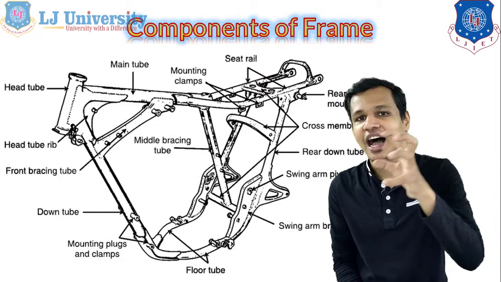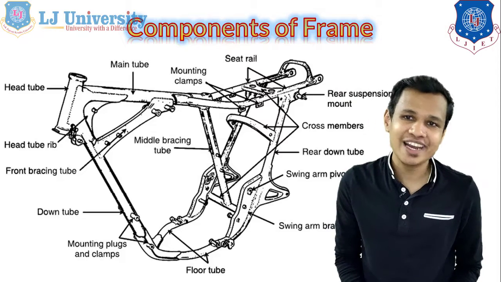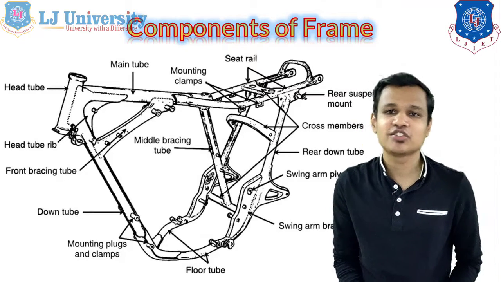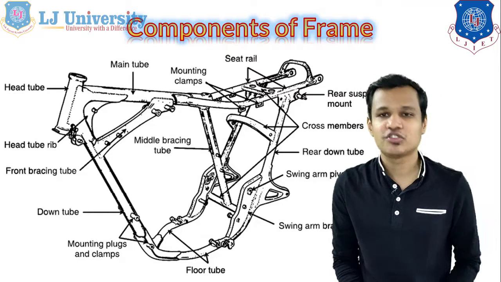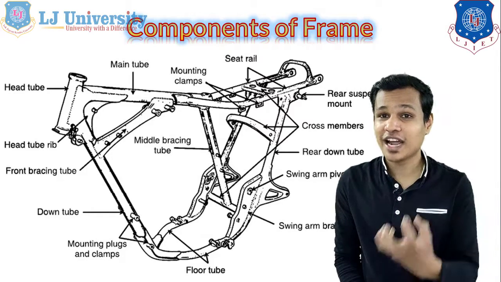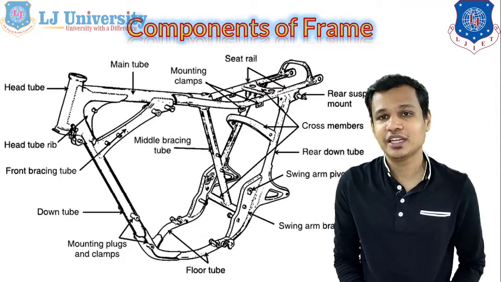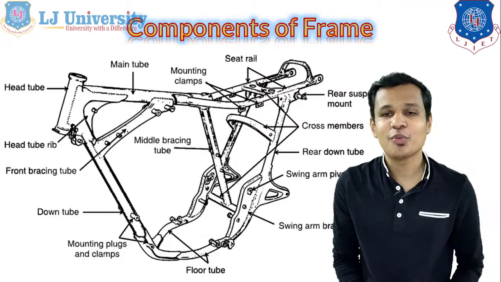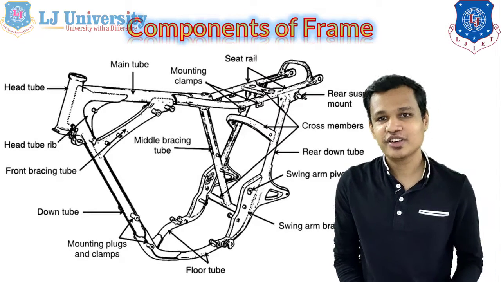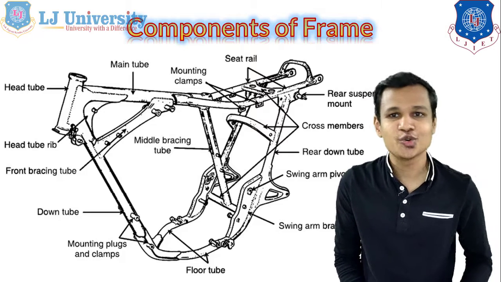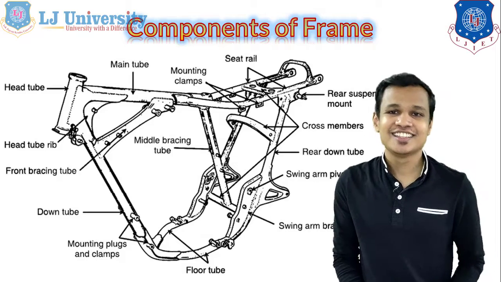So these are the main components which are attached or welded with each other in designing the two-wheeler frame. In this video we saw the loads that are applied on the frame. We also saw the design considerations that need to be kept in mind, and the components that are used in the two-wheeler frame. In the next video we will see further about two-wheeler frames and the types of frames. Until then, thank you so much.